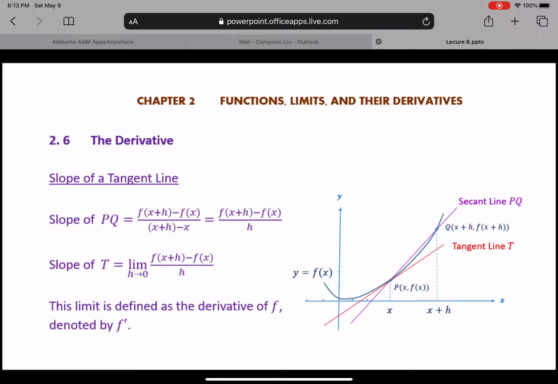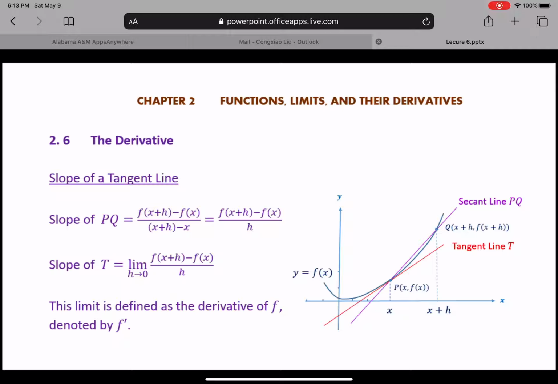So we cannot use the formula directly to find the slope in this case. But since we learned the limit, we can use the idea of limit to find the slope. What we do is we start from a secant line PQ, where Q is another point on the curve. And then we calculate the slope of PQ, and we take the limit to get the slope of the tangent line T.